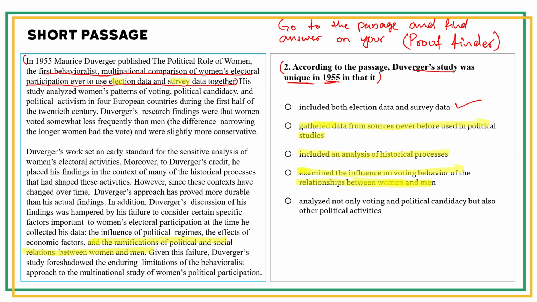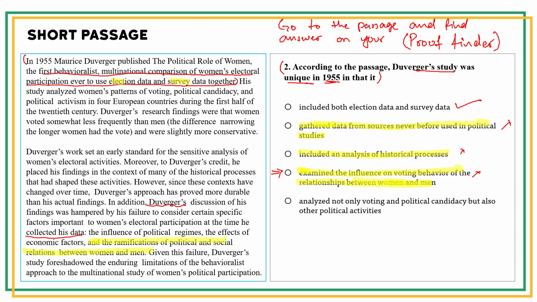there was a flaw, a shortcoming of Duverger's study, right? Duverger's study was not unique because it did that. It was kind of flawed or lacking because it did not do that, right? So this option goes out.